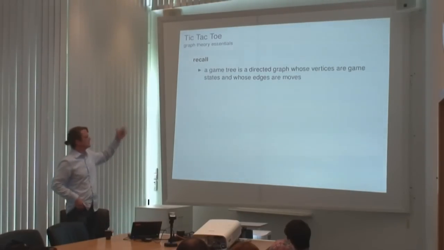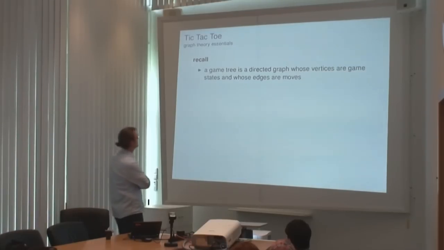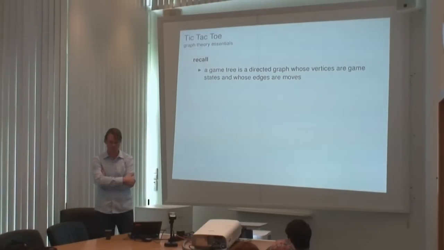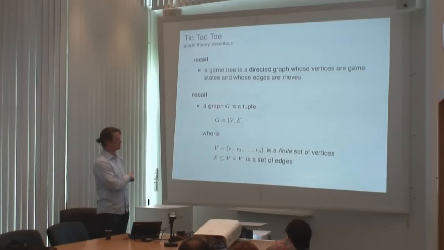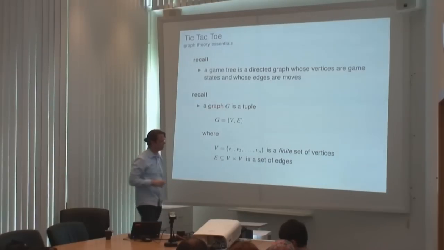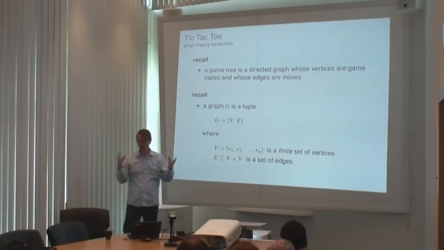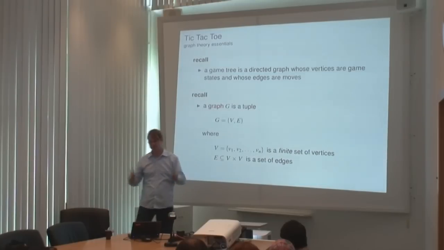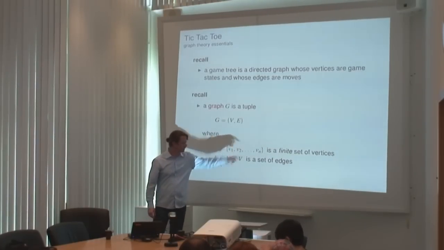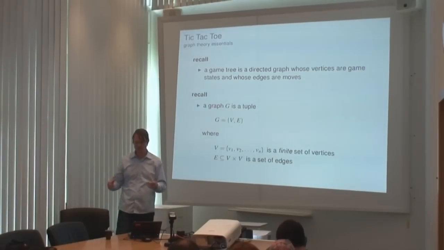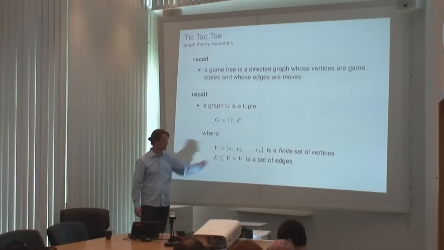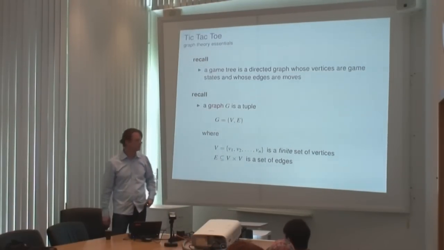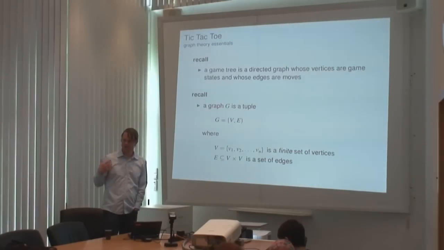Let us recall that a game tree is a directed graph whose vertices are game states and where the edges are moves. What is a graph? I hope that you all know that a graph is a tuple, that is something that consists of two elements, where the first element, called V, is a finite set, V1 to Vn, of things we call vertices or nodes. And the second element is a relation, a subset of the Cartesian product of V by itself. And the elements in E are called edges.